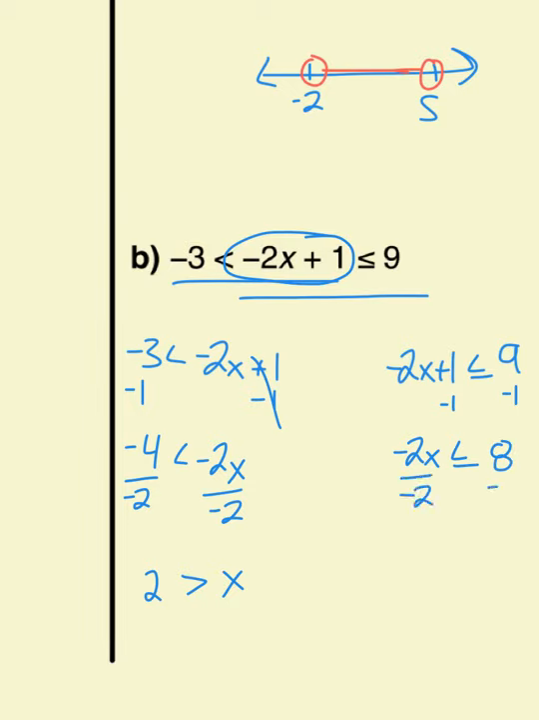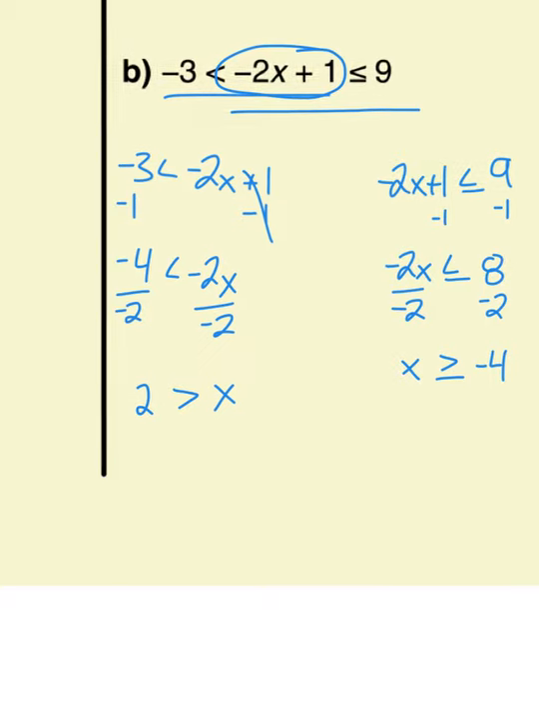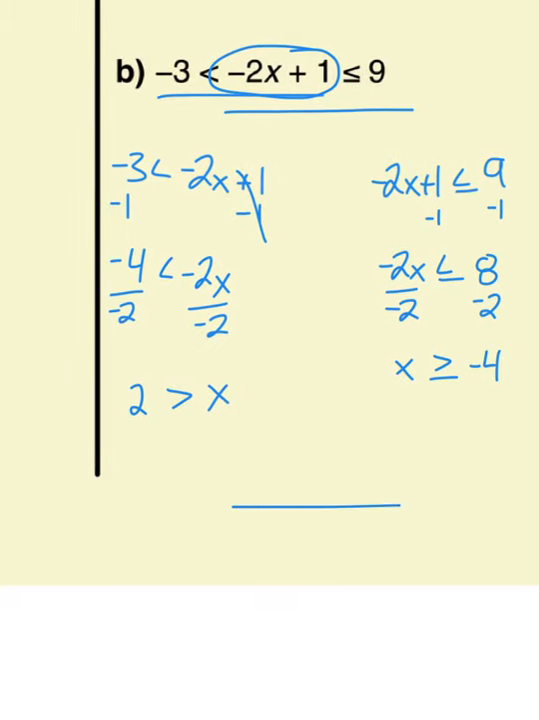Divide by -2. Flip the sign because we divided by a negative. So now x is greater than or equal to -4. And when we set this up on a number line, even though we split it into 2, it's still going to look the same. So I put -4 and 2.